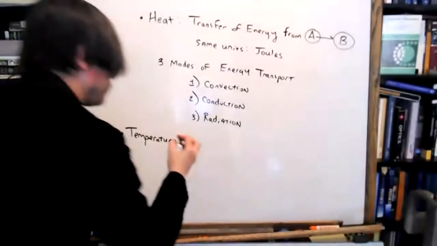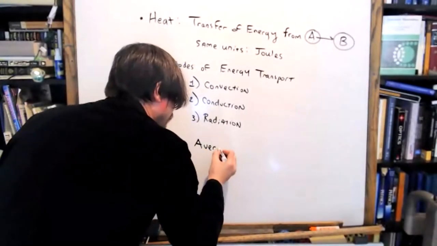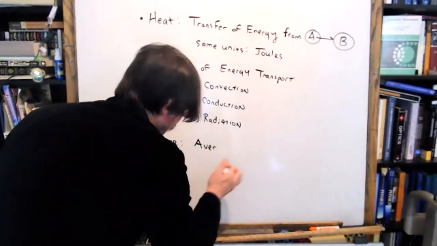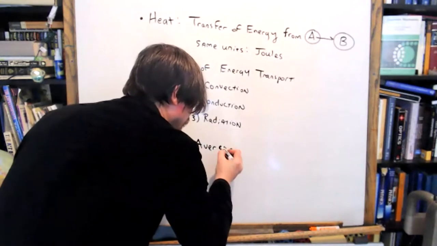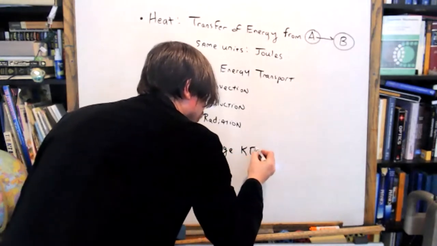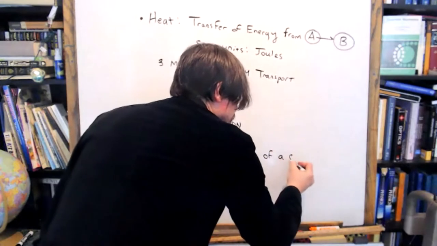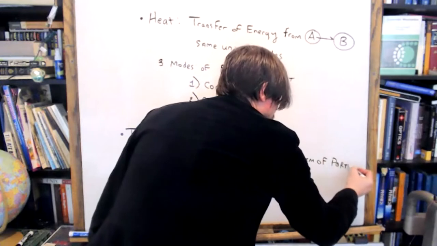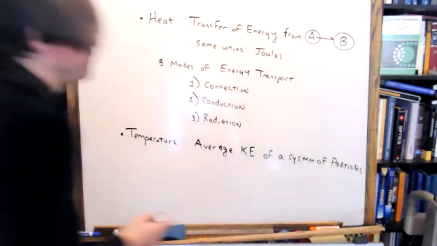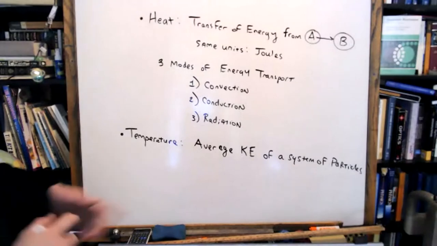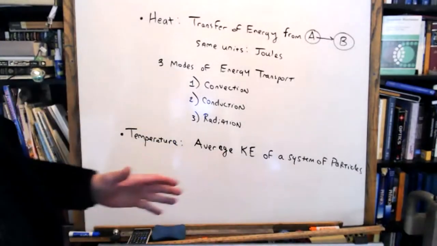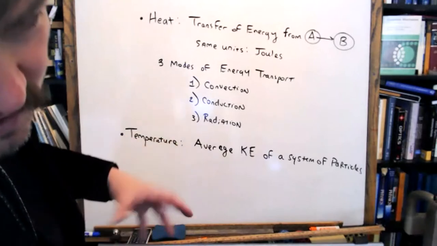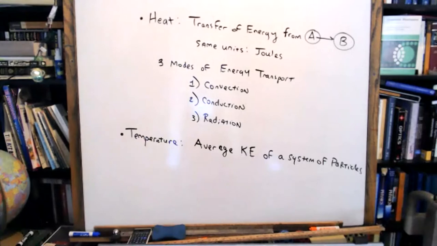So temperature is the average kinetic energy of a system of particles. I hope you can read that. The average kinetic energy of a system of particles. And that system of particles could be the molecules of gas in a box or a liquid or a solid, whatever.